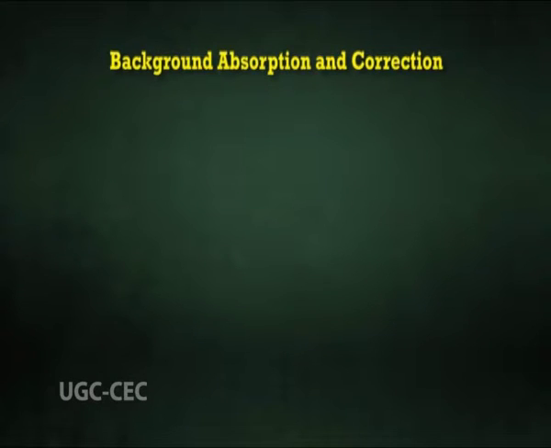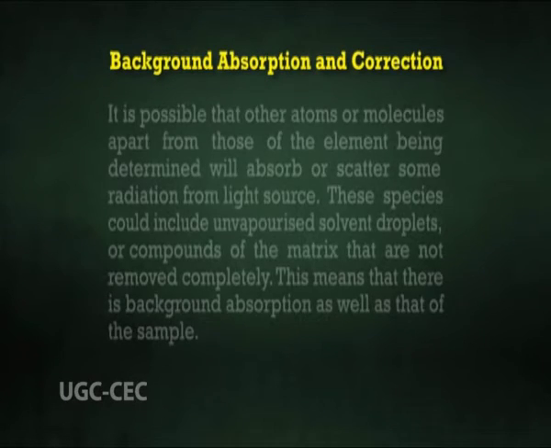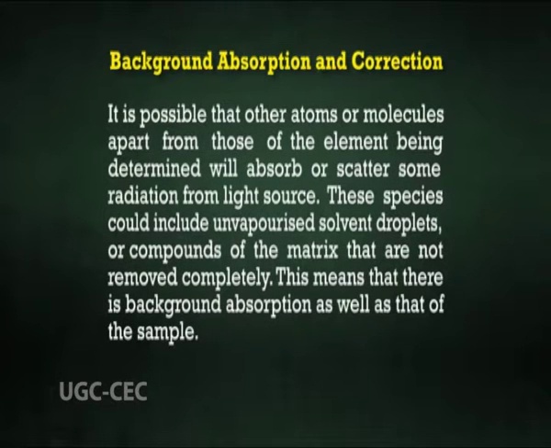Coming to the background absorption and correction. It is possible that other atoms or molecules apart from those of the elements being determined will absorb or scatter some radiation from the light source. These species could include unvaporized solvent droplets or compounds of the matrix that are not removed completely. This means that there is a background absorption as well as that of the sample.